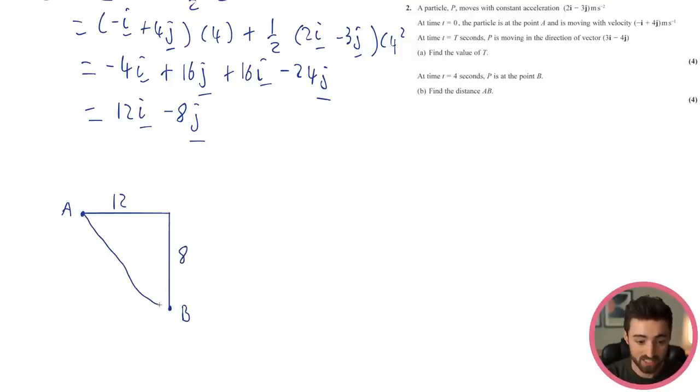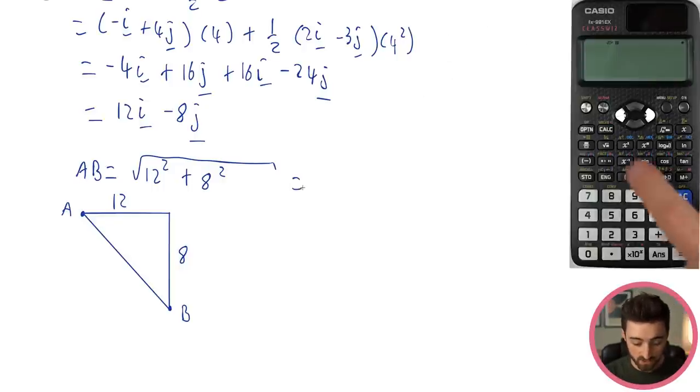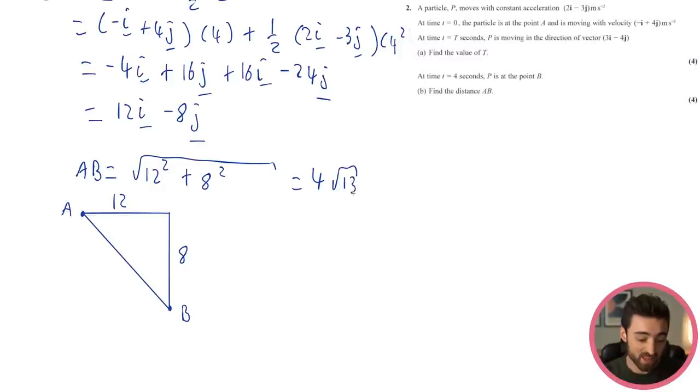But what I actually want is the distance, don't I? So I want this line. It's just going to be Pythagoras, right? So the distance AB is just going to equal the square root of 12 squared plus 8 squared, which, straight to the calculator, is going to get me 4 root 13. Now, I'm just going to keep it as 4 root 13. I can get it as a decimal, about 14.4, but I'd just lose accuracy, wouldn't I? So there's nothing stopping me just keeping it exact. And I believe, let's just see if there's any kind of unit here. And you can see that all of the units were working with meters per second.